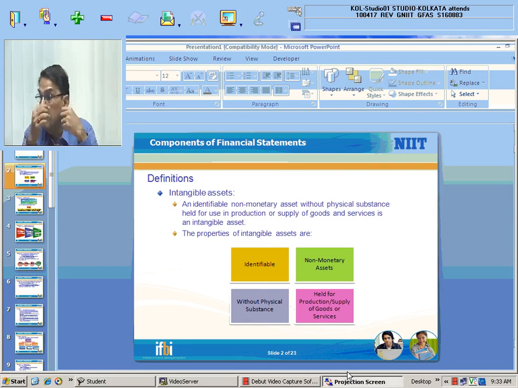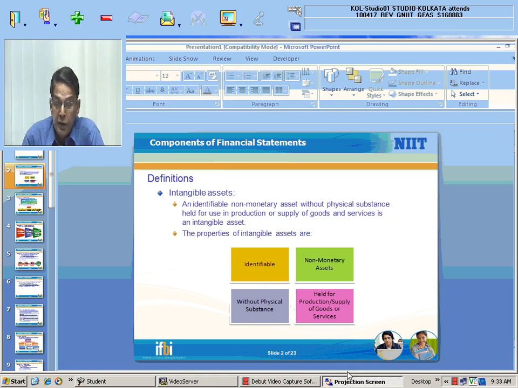The properties of intangible assets are, number one, identifiable. Number two, it must be non-monetary. Number three, it must be without physical substance. And lastly, it is held for production or supply of goods or services. All four of these criteria must be met to determine whether an asset is an intangible asset or not. All these four criteria have to be fulfilled for an asset to be classified as intangible.